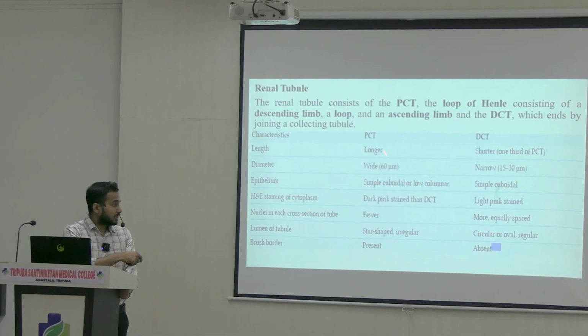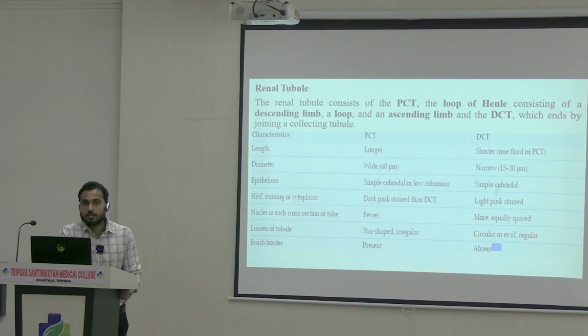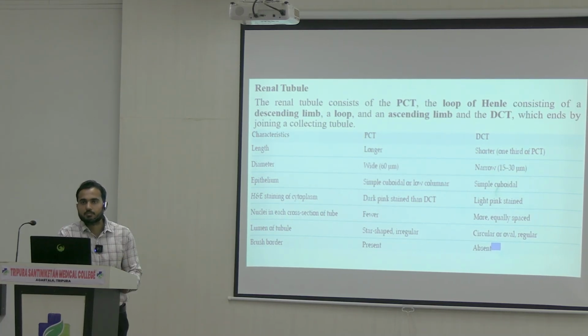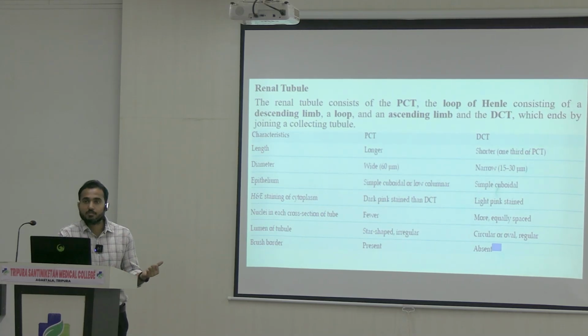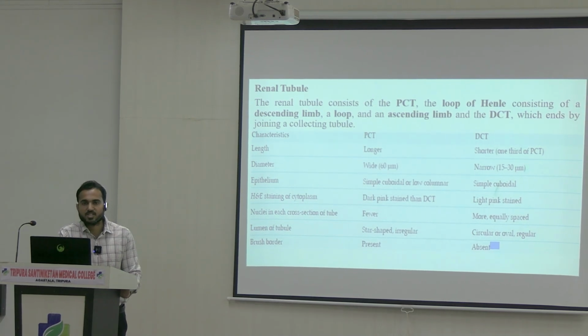And what about the PCT? Electrolyte absorption, amino acid absorption. Okay, those absorptions are taking place, which is making the urine concentrated. So this particular PCT is helping a lot to make the urine concentrated. Approximately 80% of the reabsorption is taking place in the PCT.